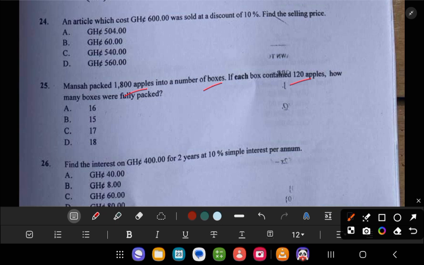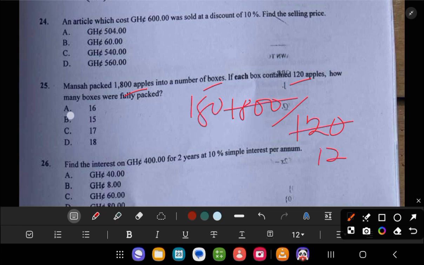So 1,800 divided by 120. So 10 here, 12, 10 here, 180. So 180 divided by 12. So when you do your division very well, you are going to get 15. It means 12 times 15 is 180.